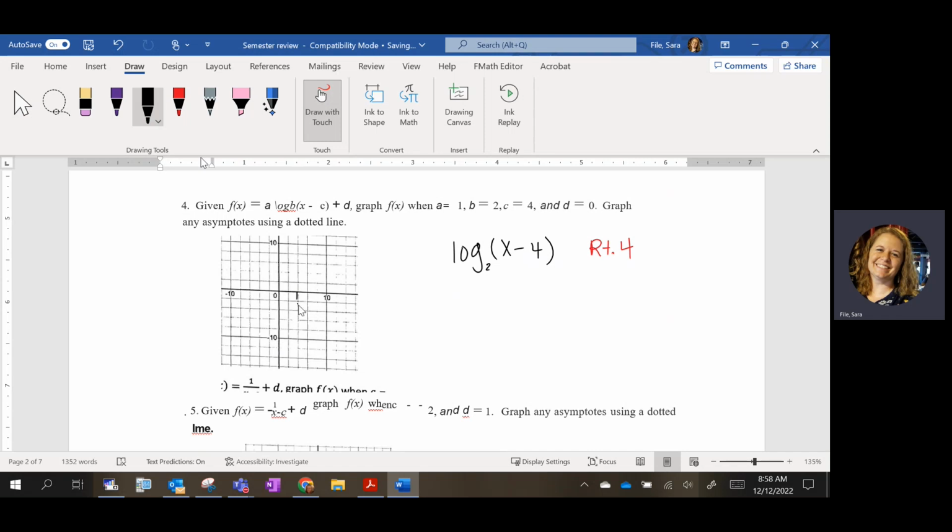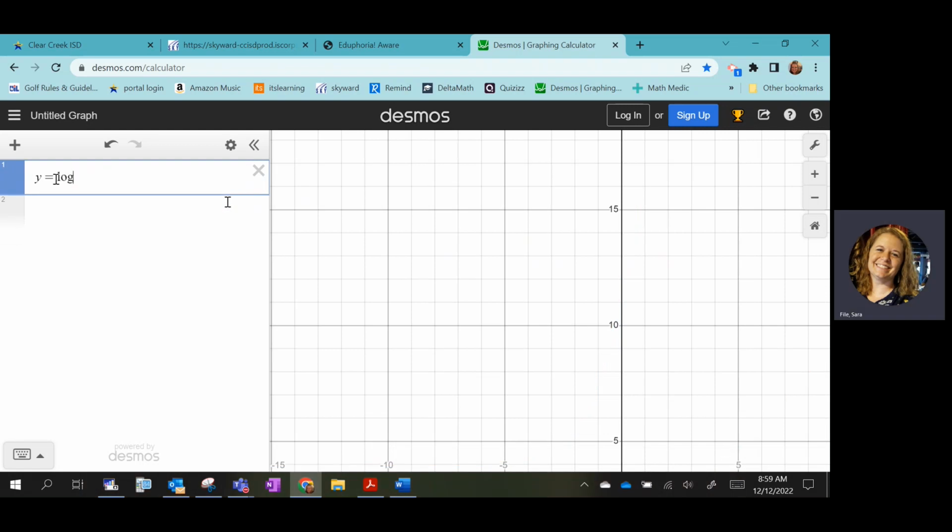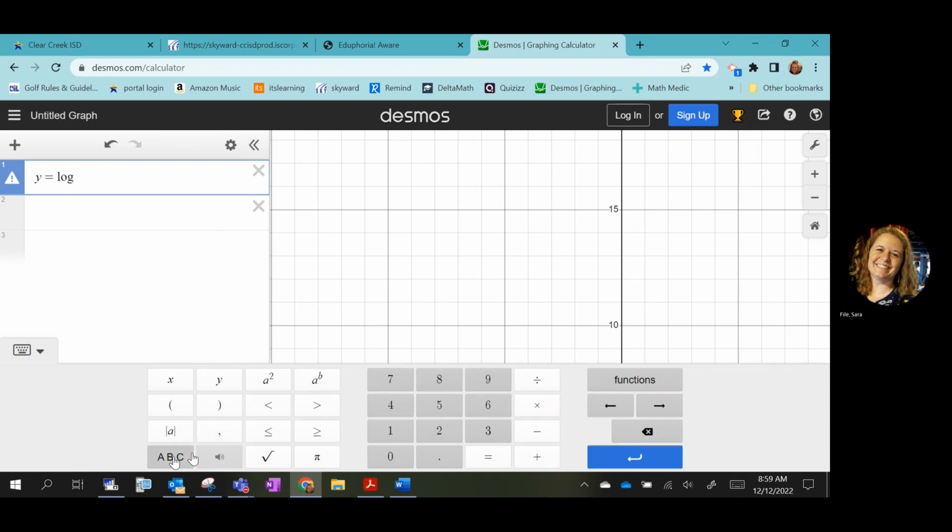And again, this one is scaled by 2s. Okay. And your intercept is normally at 1. But if I'm shifting this right 4, that's going to be at 5. Again, though, you get the graphing calculator. So you can just type in log.